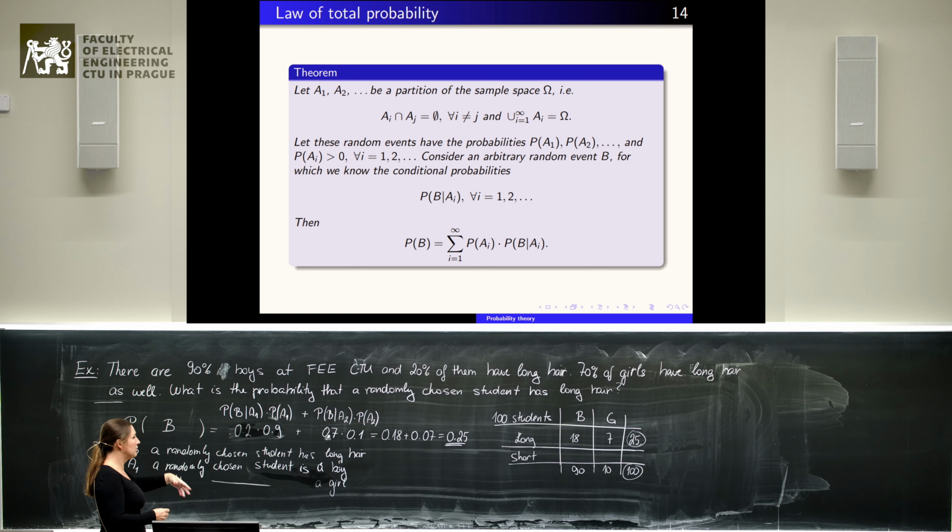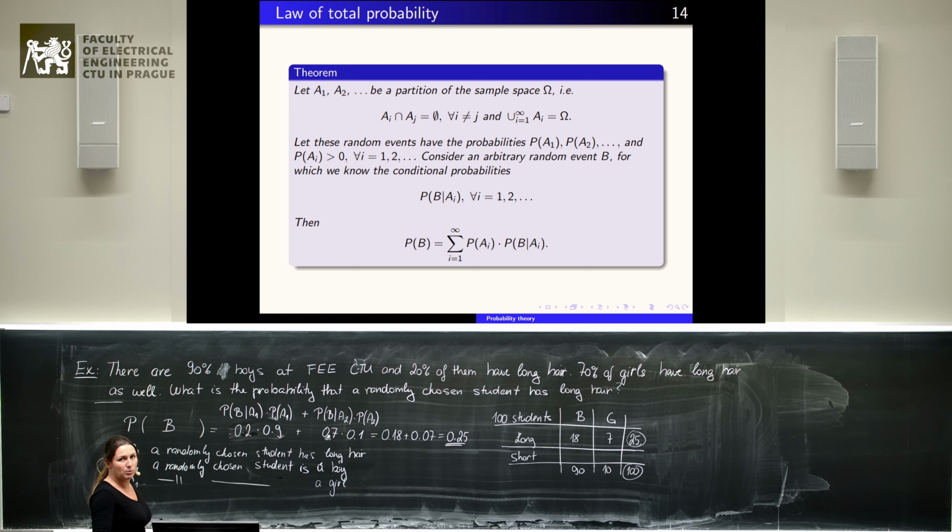In our case, when I said that we have only boys and girls here, we have the events A1 and A2, that a randomly chosen student is either a boy or a girl. Nothing else can happen. So these two events form the partition of the complete set capital omega. And we suppose that these probabilities are positive so that we can define the conditional probability.